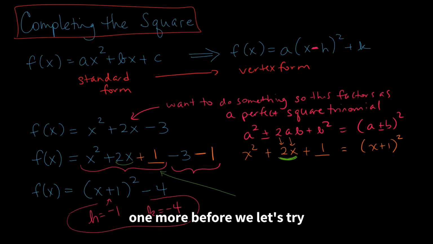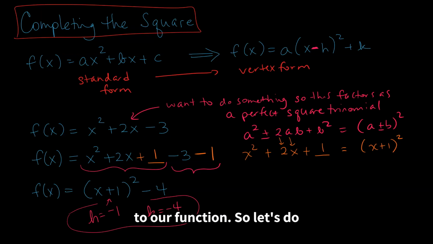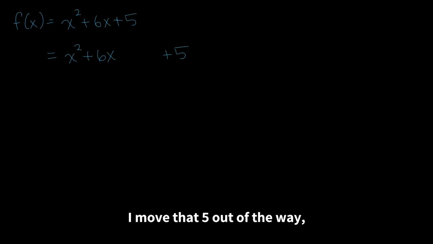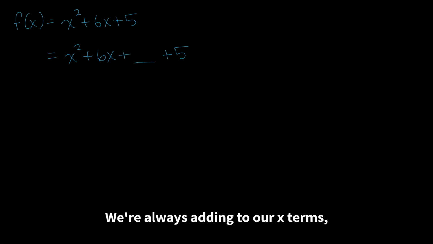Let's try one more problem before we talk about how to find this 0 that we add and subtract to our function. So let's do another example. F of x equals x squared plus 6x plus 5. So the first thing I do is I move that 5 out of the way so I have some space here. When we're doing the completing the square part, we're always adding to our x terms, and then we subtract at the end.